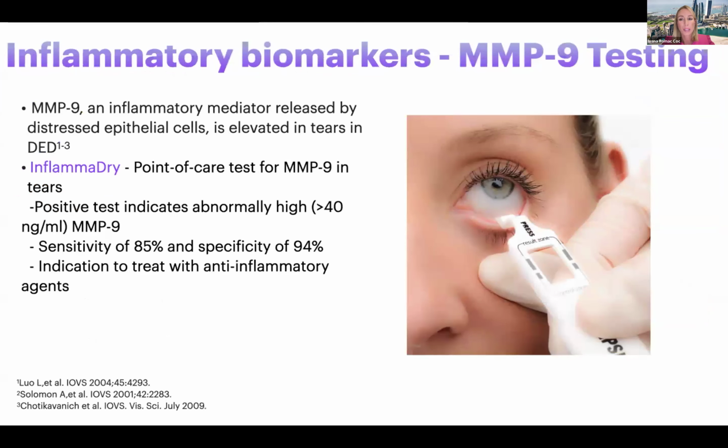And then we have MMP9 testing. MMP9 is an inflammatory mediator. It's released by distressed epithelial cells, and it's found elevated in patients with dry eyes. Nowadays, we have an inflammatory test.